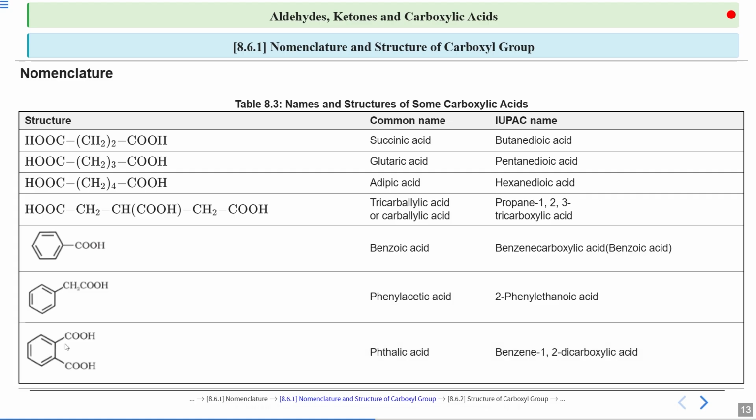Similarly, for the last one, the common name is phthalic acid. But if you look at the IUPAC name, this is benzene-1,2-dicarboxylic acid. Okay, is it clear? So this is how, following this set of rules, you can write the common names as well as the IUPAC names.